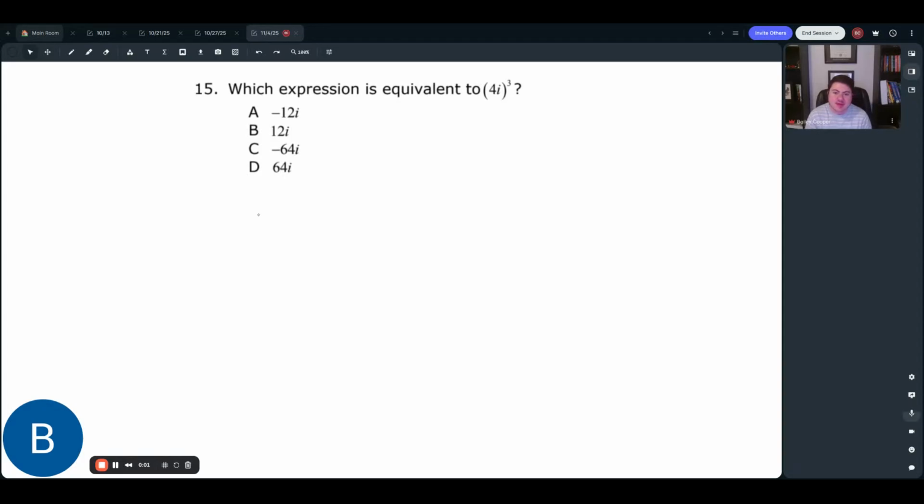Hi, I'm Bailey with MyMathExperts, and today I'm going to teach you how to simplify the following expression, 4i quantity cubed. So the main thing you need to know here is what the definition of i is.